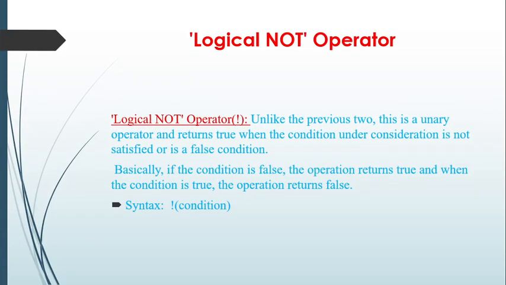Third is the logical NOT operator. Unlike the previous two, this is a unary operator and returns true when the condition under consideration is not satisfied, or it is a false condition. Basically, if the condition is false, the operation returns true, and when the condition is true, the operation returns false. Its syntax is the condition with a not mark before it.